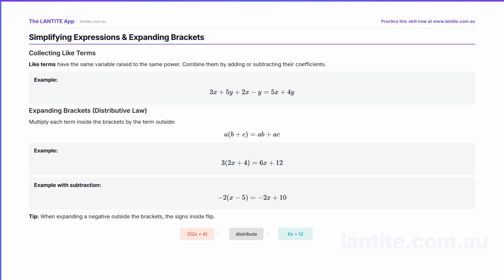For expanding brackets, use the distributive law. Multiply the term outside by each term inside. 3 times the bracket 2x plus 4 gives 6x plus 12. Be careful with negatives. Negative 2 times the bracket x minus 5 gives negative 2x plus 10, because the negative sign flips the subtraction to addition.